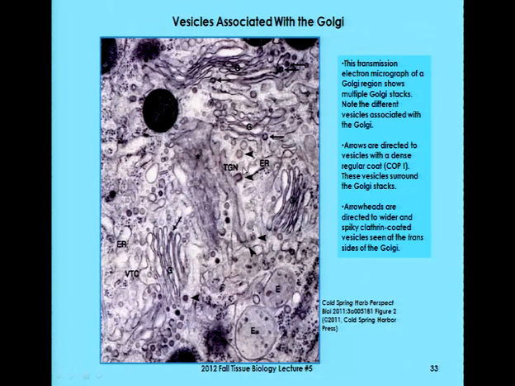Along the trans-Golgi network are budding vesicles that are much wider. And if you look carefully on the surface of these vesicles, the coat is spiky in appearance. And these are the clathrin-coated vesicles. Here's another example of a clathrin-coated vesicle. Here's one that's budding off. And then here is the COPI vesicle at the periphery of the Golgi.